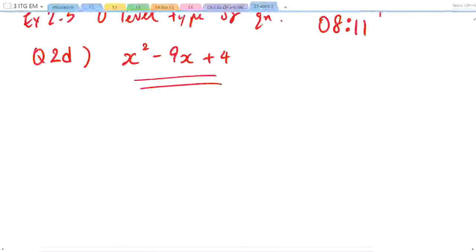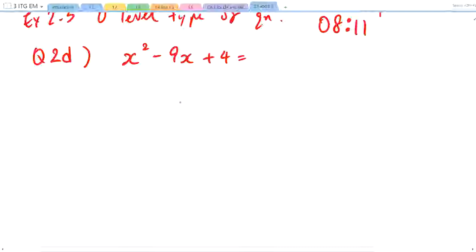It is not an equation. You are not expected to solve. Solving means to find the value of x such that it is true. This is an equation. You are not given an equation. You are told to complete the square. Alright?